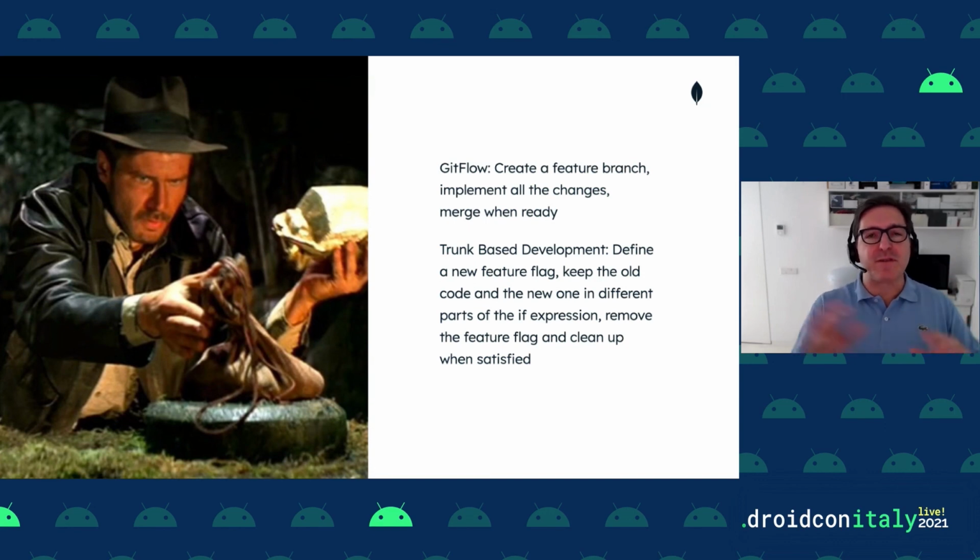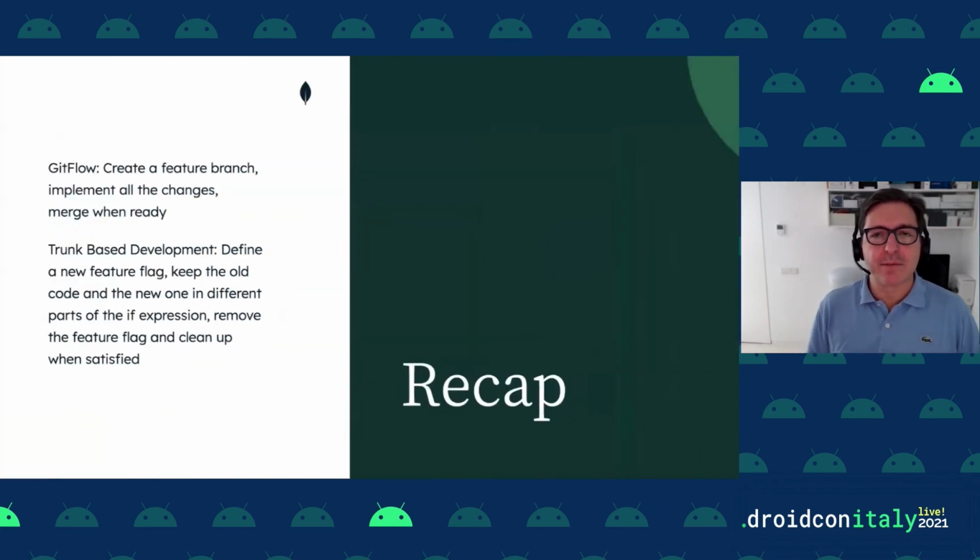But using this feature flag, you will have both versions of the code. You can choose for different collectives what you want to use. And at the end, you will choose one and clean up the rest of the code. Much better, much more agile.